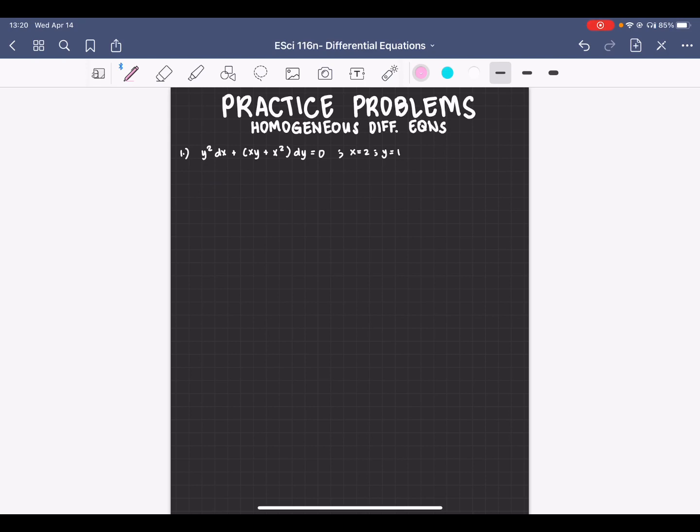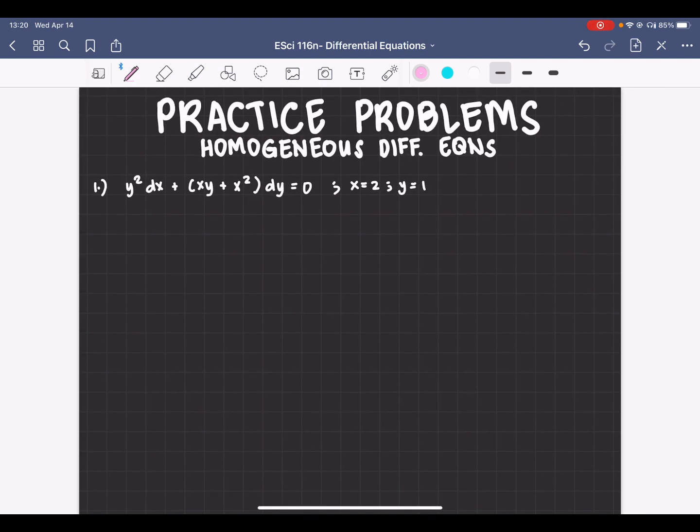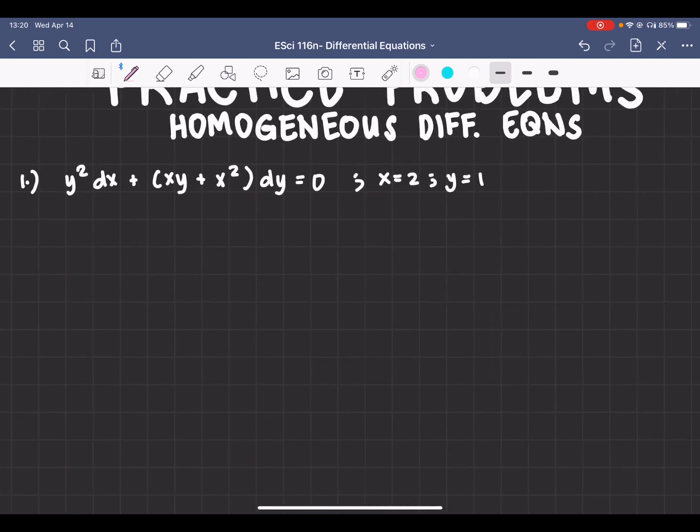Hello guys, welcome back to ESci 116 and Differential Equations, and today I will be solving practice problems involving homogeneous differential equations. So here for number 1, we have y squared dx plus the quantity xy plus x squared times dy is equal to 0, with x equals 2 and y equals 1.